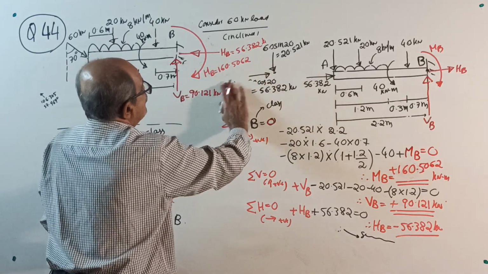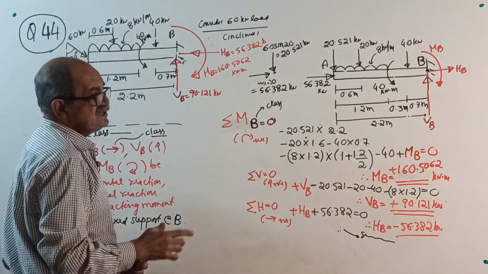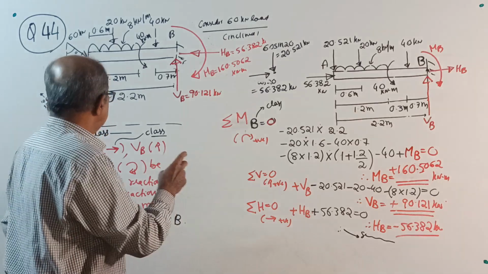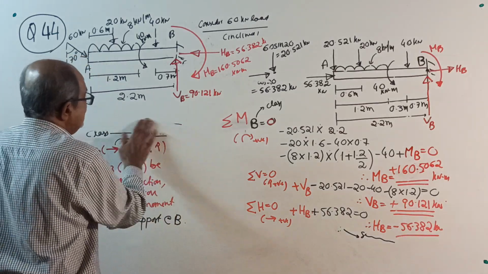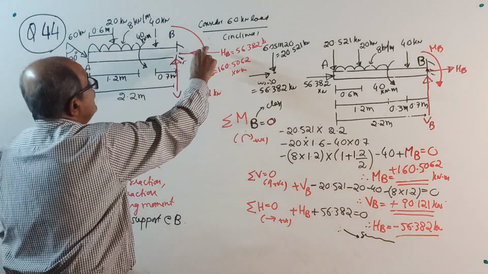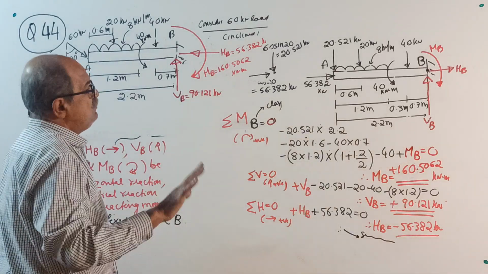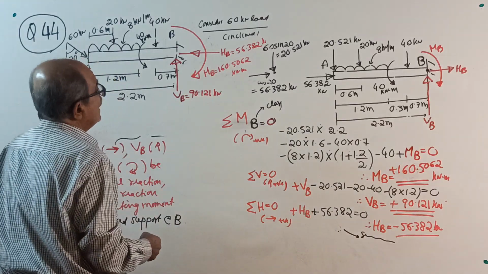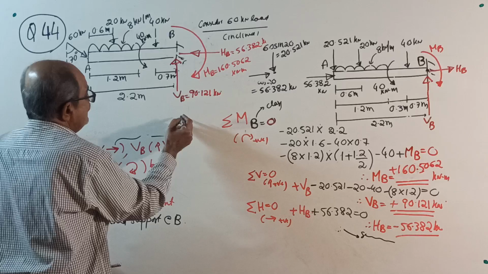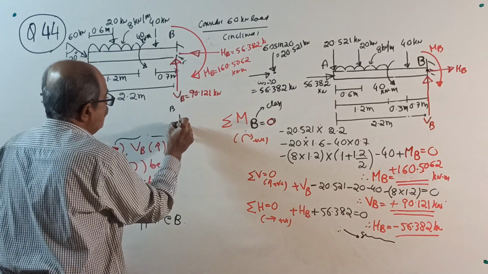160.5062 kilonewton meter. Okay, this is the support reaction. Now, just for information, not required: in case you are asked to find the resultant reacting force, see, there are two reacting forces and one reacting moment. The moment will be as it is. Suppose you are asked to find the resultant reaction, then make a note: B point, this is a fixed support.